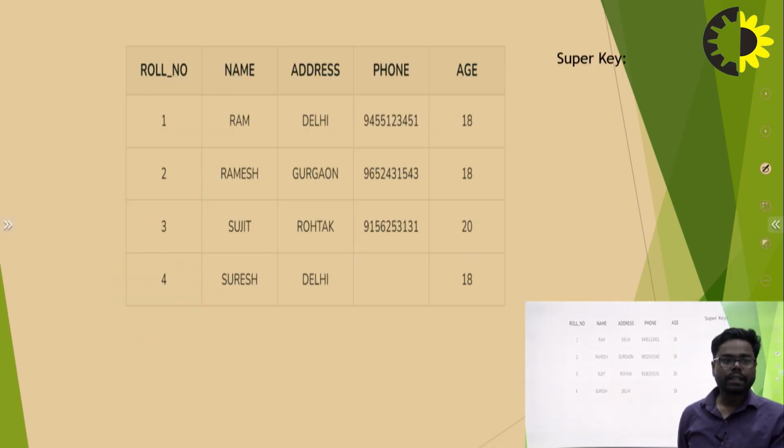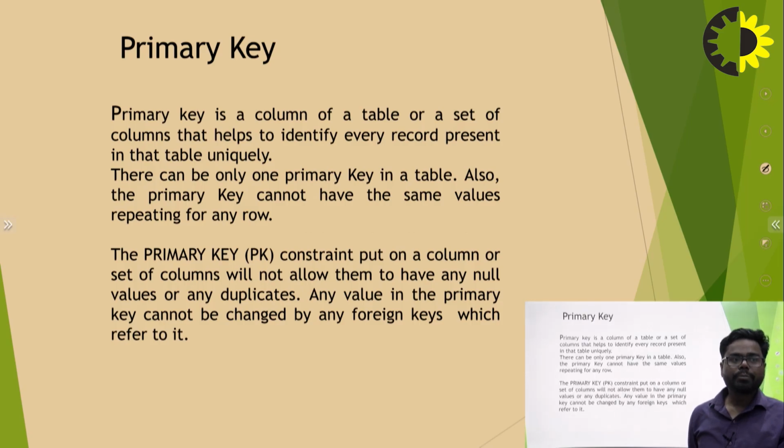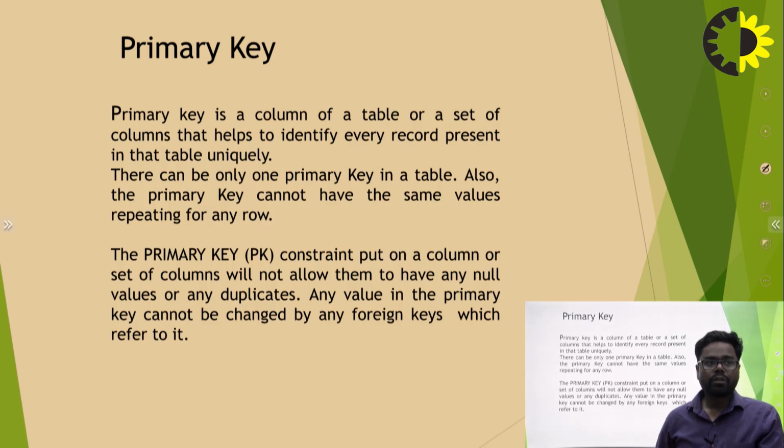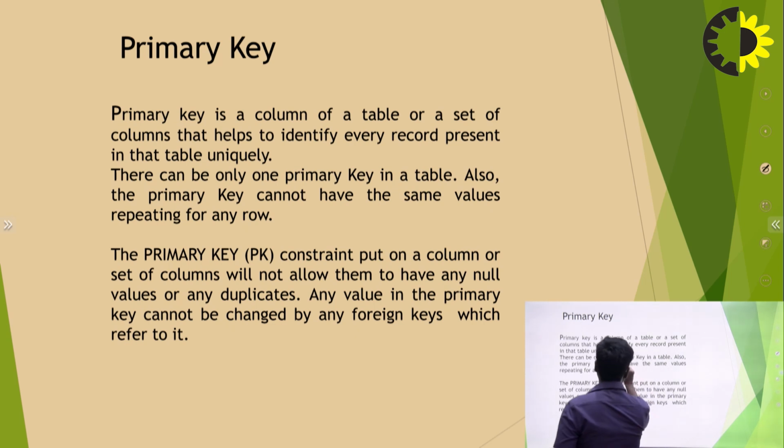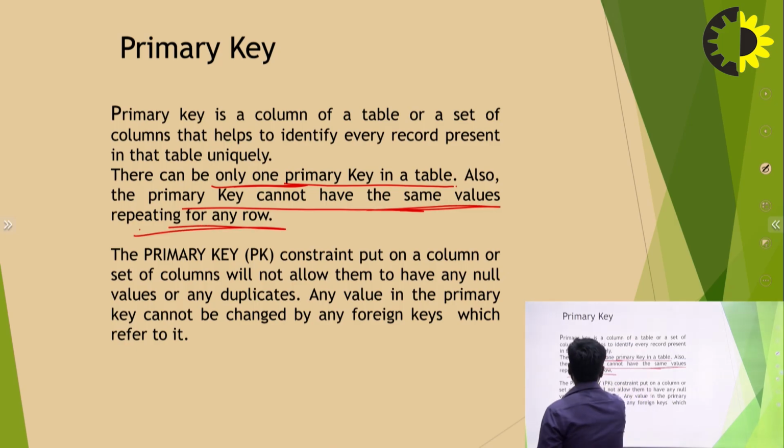Okay, this I have explained. Now the primary key. A primary key is a column of a table or a set of columns that helps to identify every record present in that table uniquely. There can be only one primary key in a table. Also, the primary key cannot have the same values repeating for any row. This is the most important line. The primary key in a table is only one, and it cannot have the same values repeating for any row.